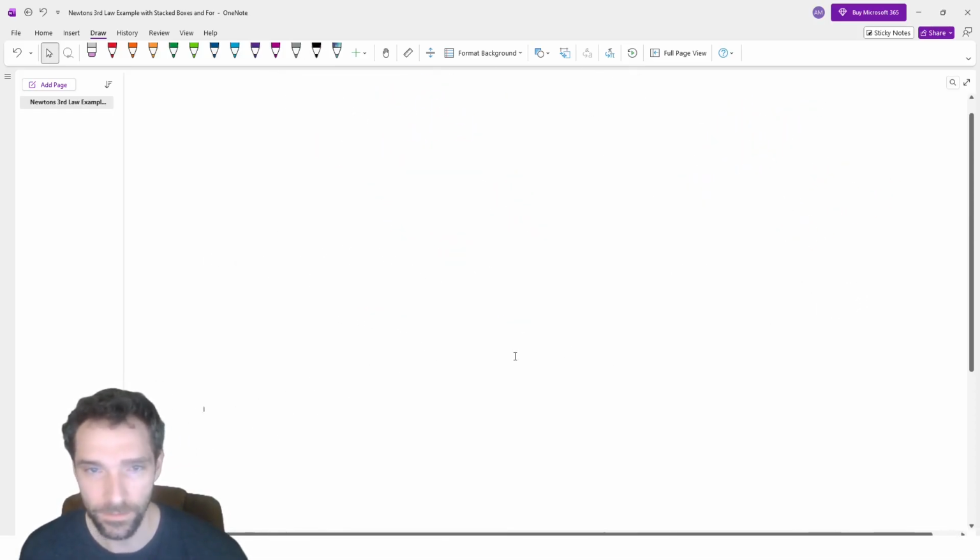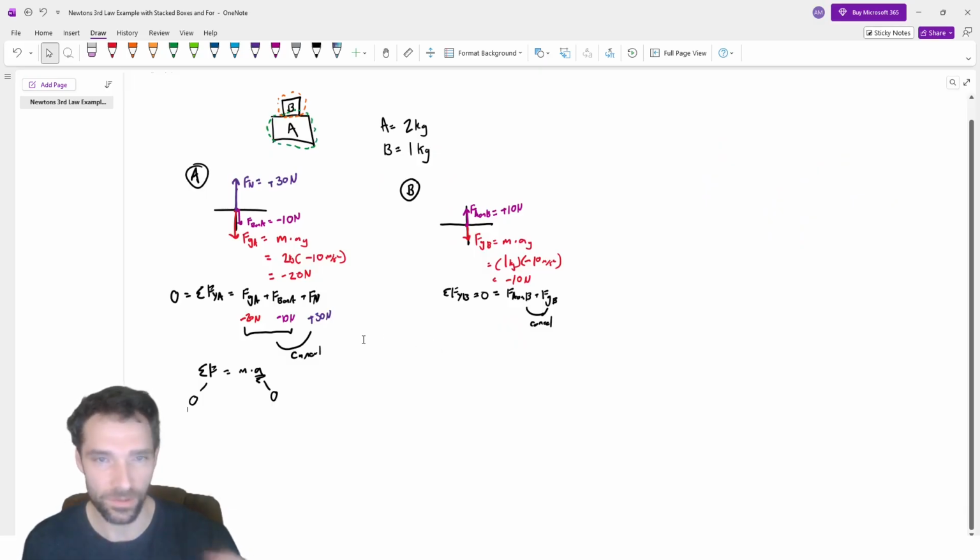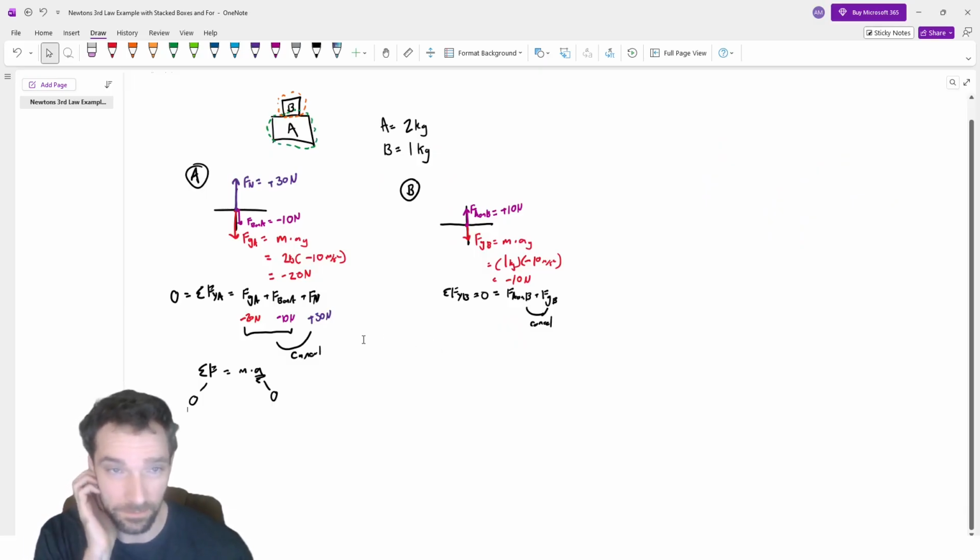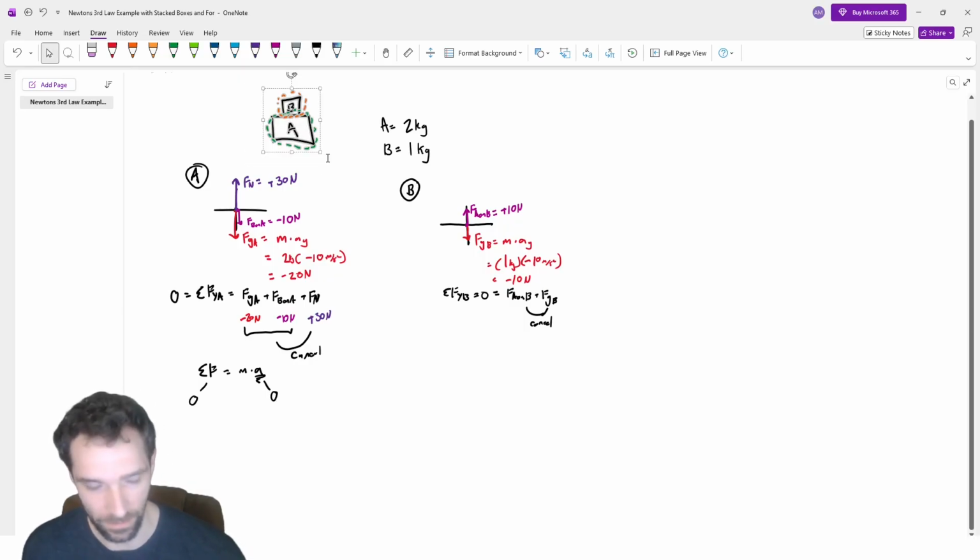So we have this when there's no friction involved. It's pretty simple. And you can see what I've got labeled in that kind of lighter purple color. It's kind of like a pink color. That's our equal and opposite force.